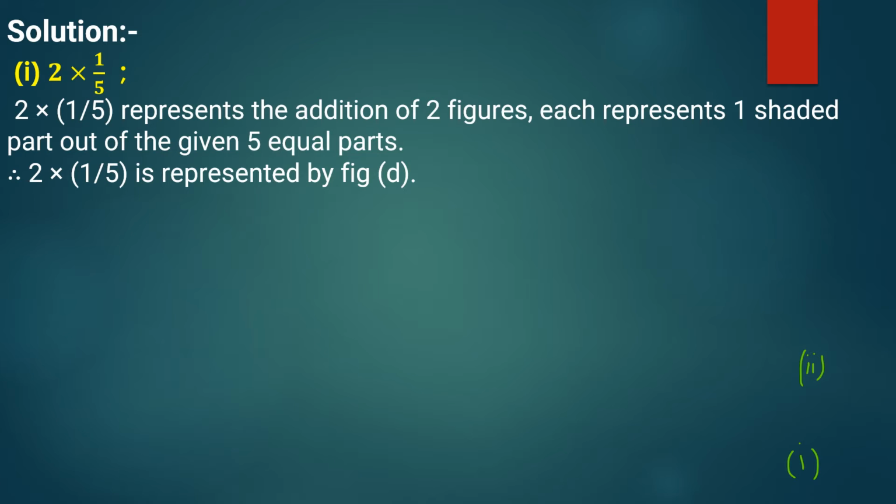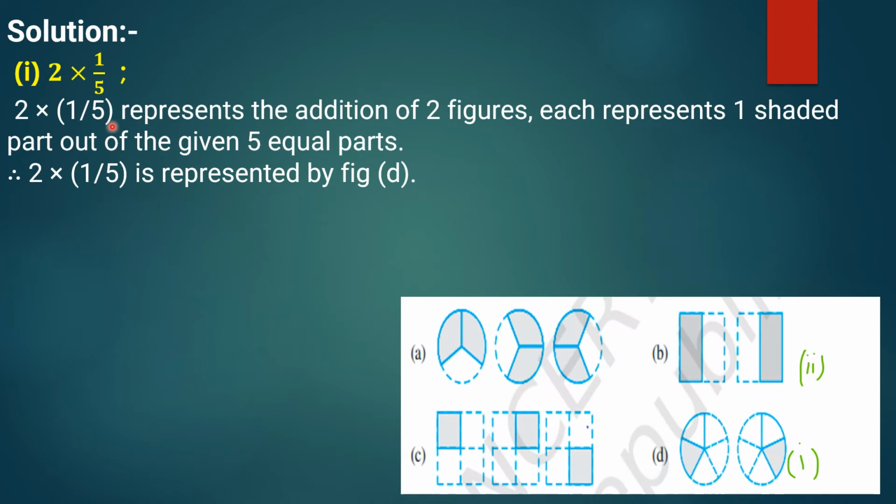Consider the sub question 1, 2 into 1 by 5. So 2 into 1 by 5, what is the meaning of it? It represents the addition of two figures. So here 2 is nothing but addition of two figures, and 1 by 5 represents one shaded part out of the given 5 equal parts. Therefore 2 into 1 by 5 is represented by figure D, because here we have two figures and this is the addition of two figures, and in each we have 5 equal parts and one part is shaded. Therefore our drawing D matches with the sub question 1.